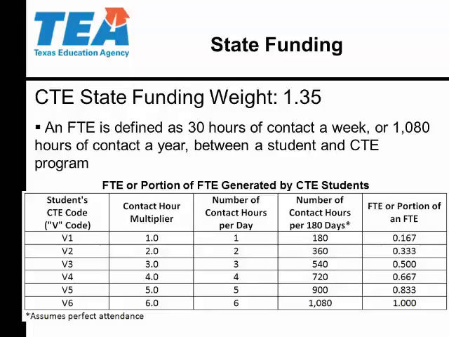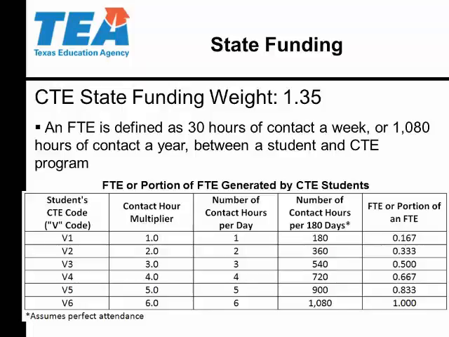So if you look at the table, you have your student CTE code, the V codes that we talked about earlier, times the contact hour multiplier, the number of contact hours per day. For funding purposes, they're still going to be using days. There's no way right now that I know of, unless something's coming down later, that we'll ever be able to drill down to the minutes for funding. So we're still using days to receive your funding. It's still days present over days taught to get your actual ADA. For all of my examples and tables here, we're going to assume perfect attendance.